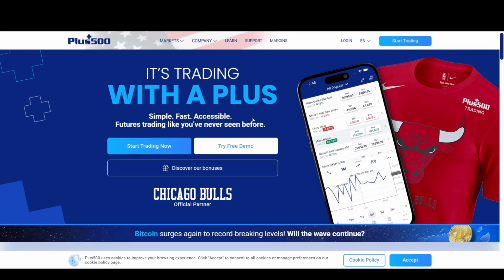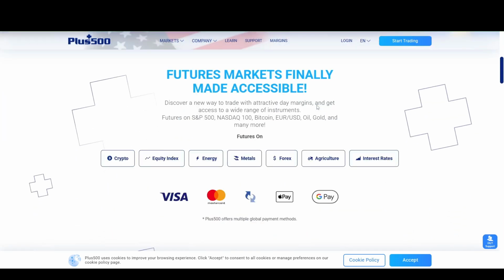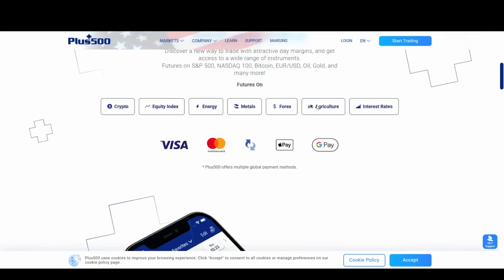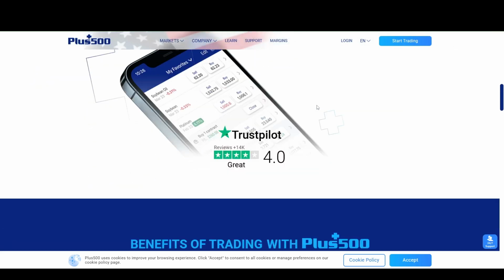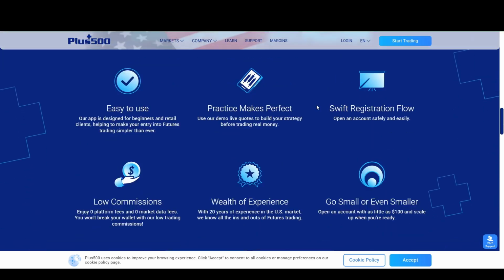Welcome to our tutorial on how to trade Forex on PLUS500 in 2025. If you're looking to dive into the exciting world of Forex trading, you have come to the right place. Today we'll walk you through the essential steps to get started on PLUS500, a popular platform for trading Forex CFDs.